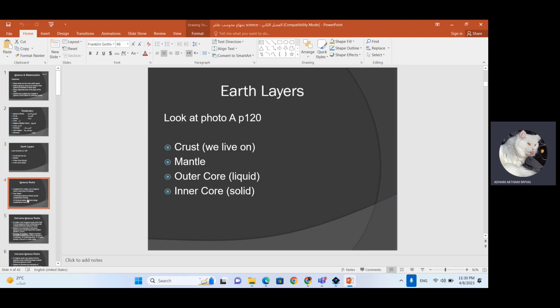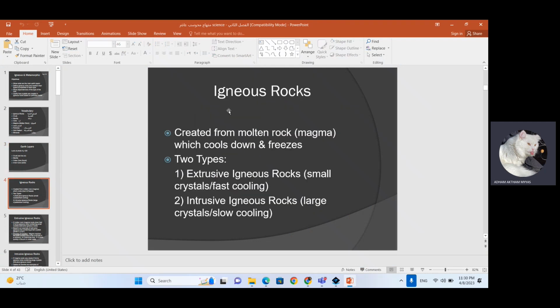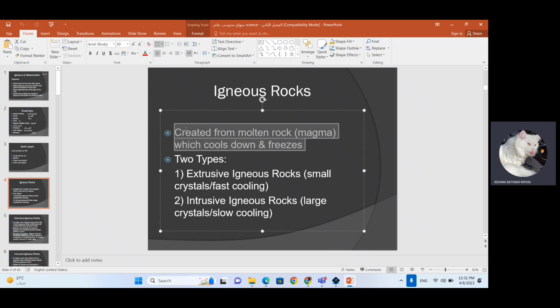Then we can see on the next slide that igneous rocks are created from molten rock, which is also called magma, which cools down and freezes. So you have to be careful about this information.